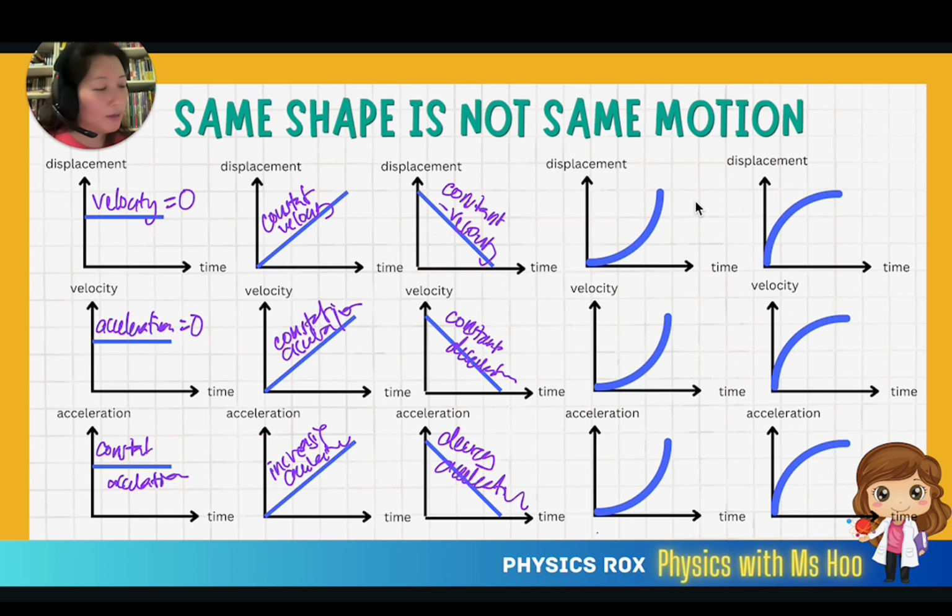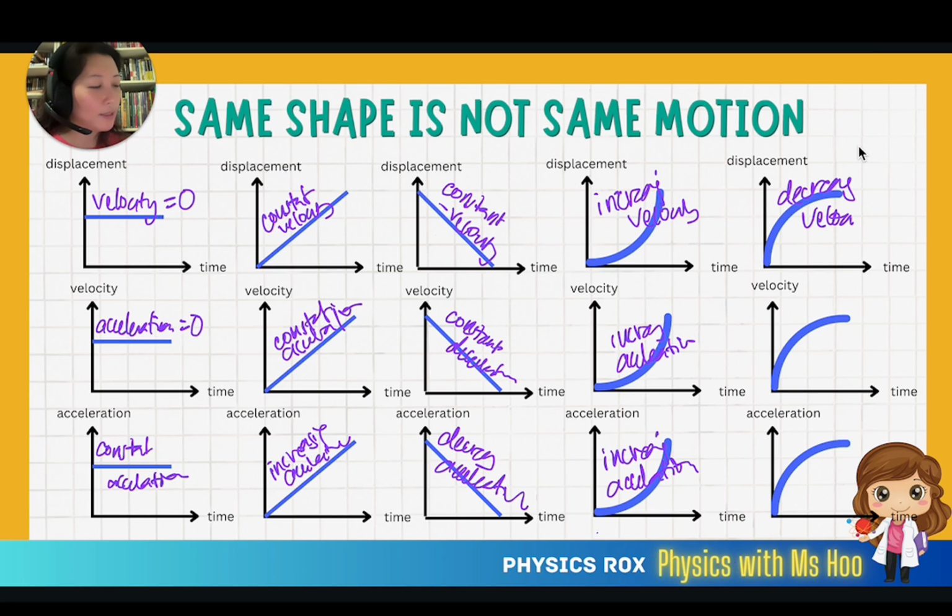This is increasing velocity. For this, it is increasing acceleration. This is also increasing acceleration, but not the same rate as for the velocity time graph. I'm just going to write here increasing acceleration. Then for those with decreasing gradients, for the displacement time graph, this is decreasing velocity, and this is decreasing acceleration.